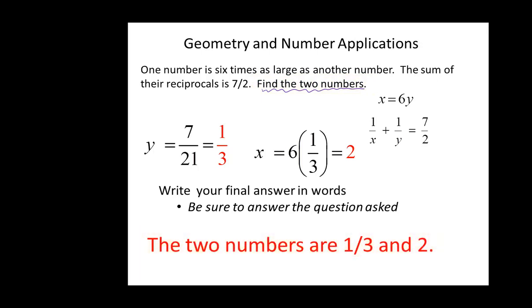By the way, we could do a little check. You can see that 2 is 6 times 1/3. That's one part of the check. And the other part is if I take their reciprocals, that would be 3 plus 1/2. That equals 3 1/2. And indeed, that is 7/2, so that also checks. That's just a little check of our final answer.